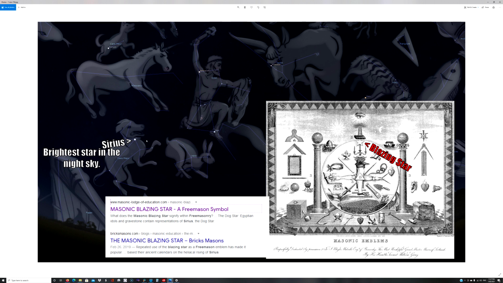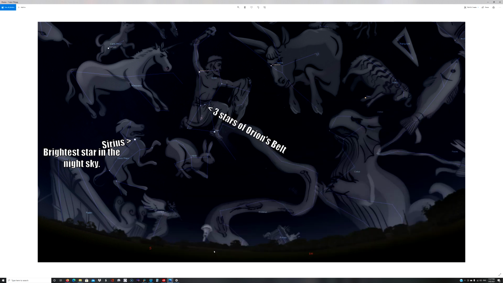Sirius is in Canis Major, the big dog. So we have Canis Minor with Procyon, another very bright star. But that's the little dog. And we also have the big dog, Canis Major, with Sirius in there as well. So most sites would say that the blazing star is Sirius. And this one also mentions, based on the ancient calendars, the heliacal rising of Sirius. We'll show that in a moment.